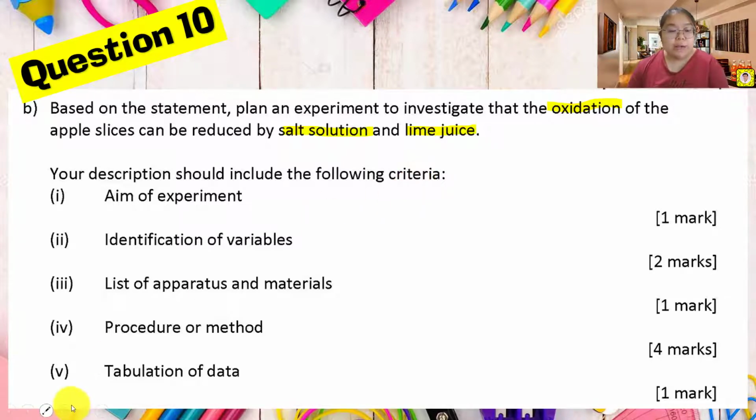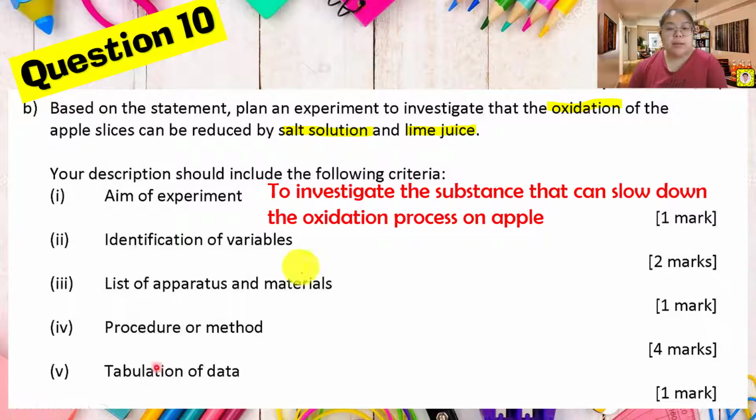Now we're going to check the aim: to investigate the substance that can slow down the oxidation process on the apple. The substance means the solution. We do not know which solution can reduce the oxidation, so we need to check. So the aim must be to investigate which substance can slow down the oxidation.